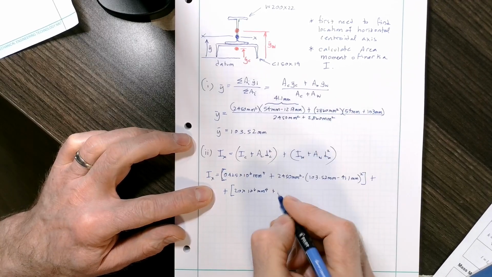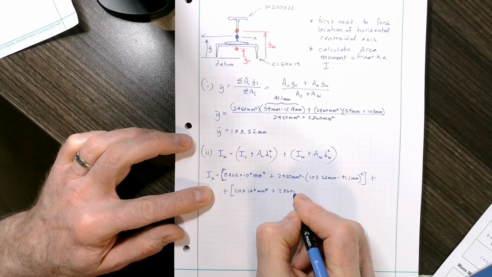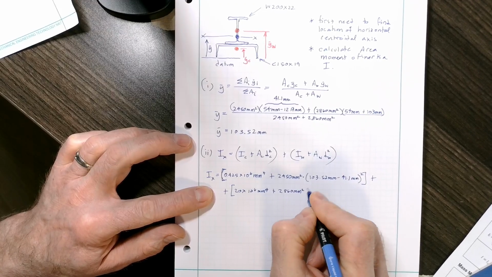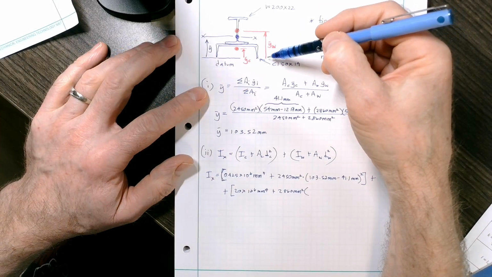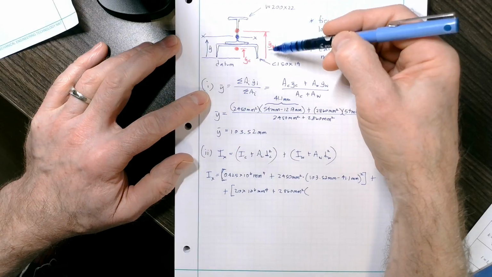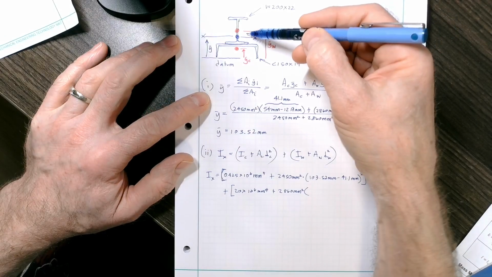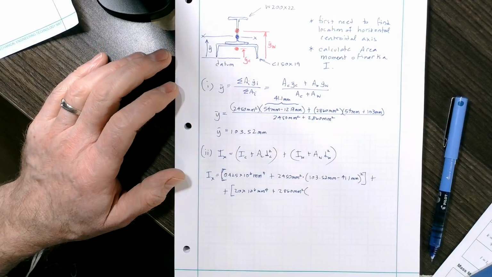Well, that's right up there. 2860 millimeters squared. Times, now the wide flange. Now you get the idea here, right? YW. We need this gap right here. That's distance wide flange. In fact, I'll put it on there.